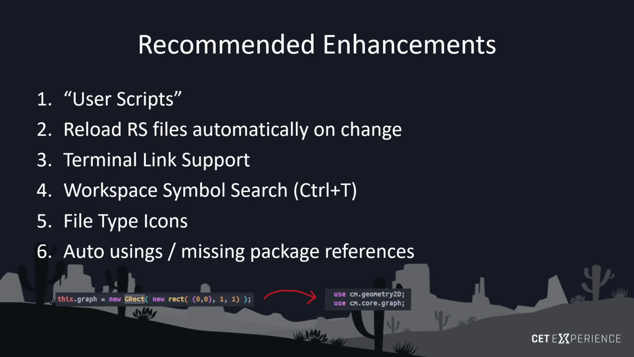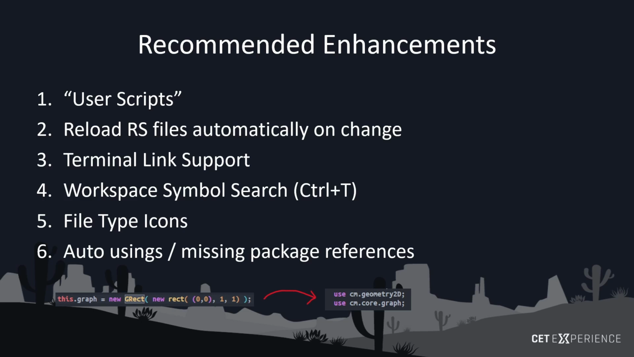Another one would be workspace symbol search. I think if this could be implemented, this would be amazing too. This would essentially allow you to query the compiler for any symbol that it knows about at any time. So if I want to go to the snapper class, you could just hit Control T, type snapper, and then you could see all the stuff that is snapper, and then jump specifically to that class definition. Another simple thing would be file type icons. I think it'd be great if they had those for RS and CM files.